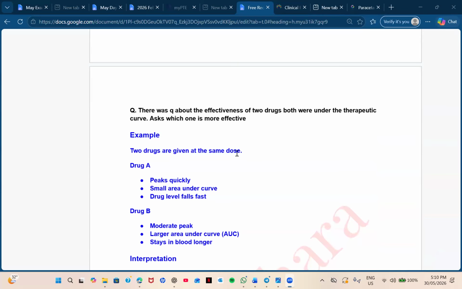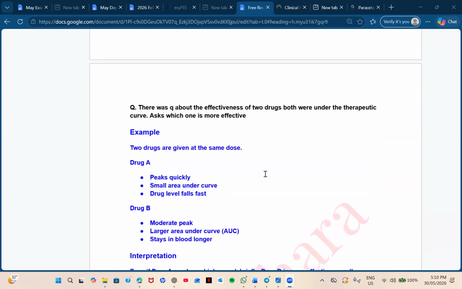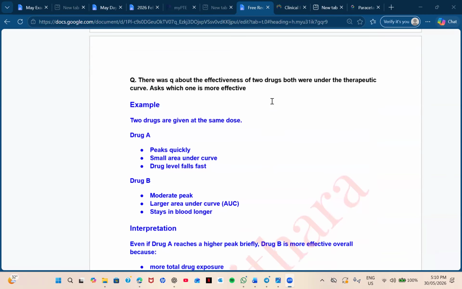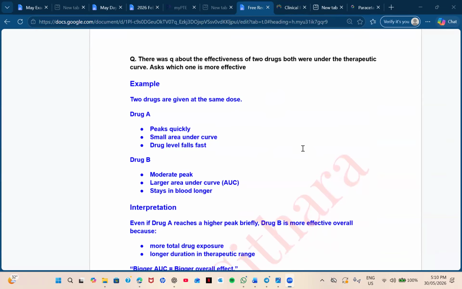So there was a question about the effectiveness of two drugs. Both were given as area under the therapeutic curve. It asks which one is more effective. So what do you know about this area under the curve? What is that stat question? Does anyone have an idea about it? What do you think? Okay, they are given two drugs in this curve.